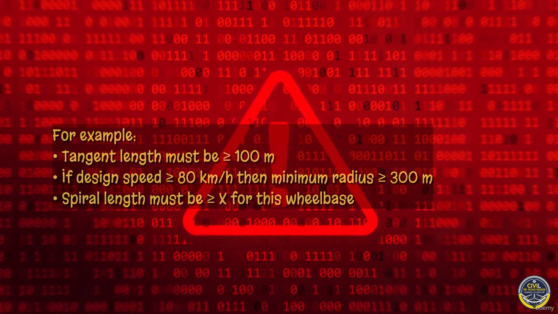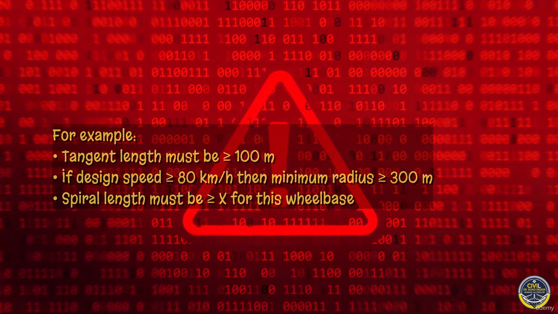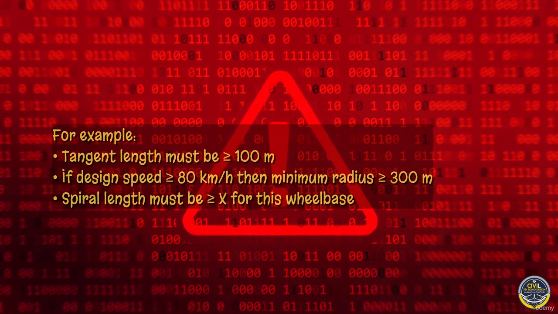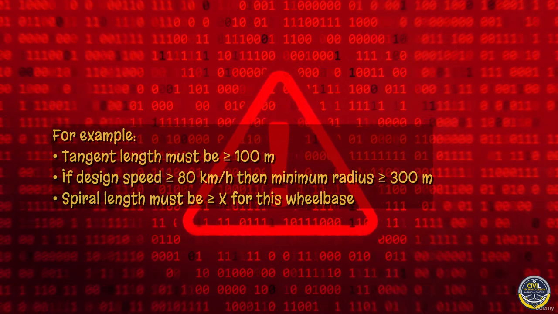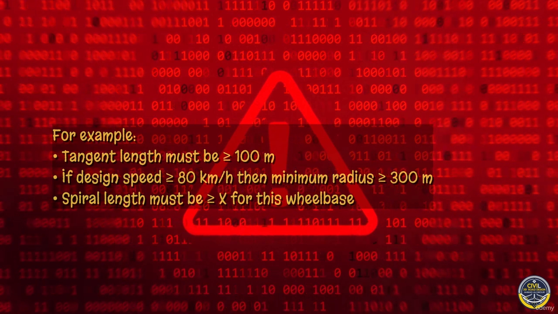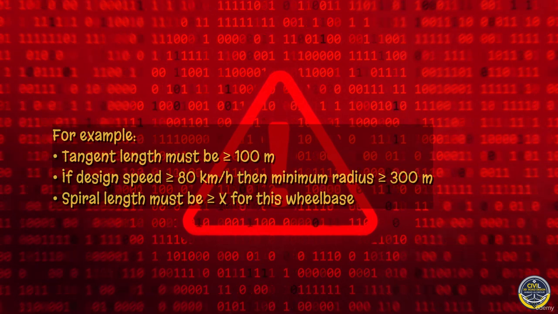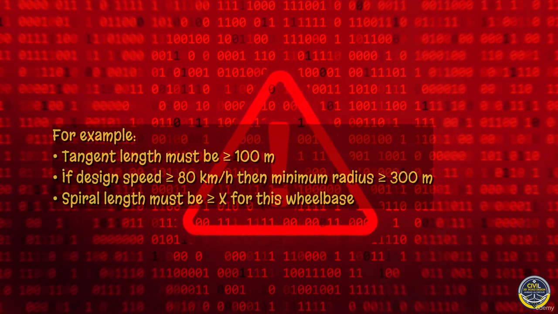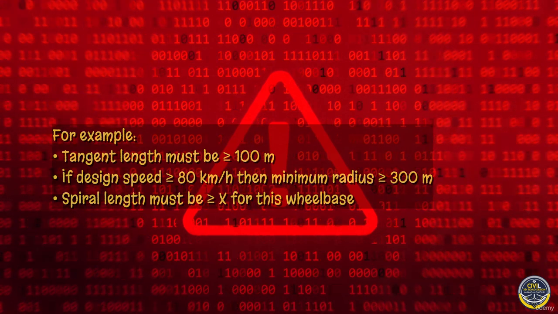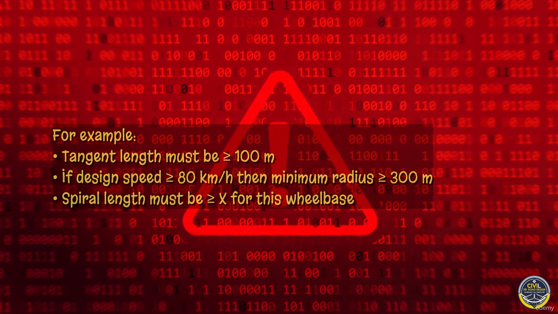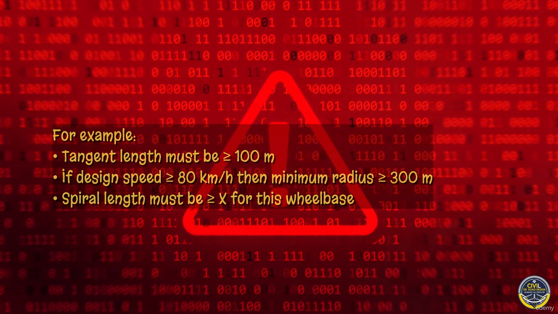For example, tangent length must be more than or equal 100 meter, or if design speed more than 80 km per hour, then minimum radius more than 300 meter, and spiral length must be more than or equal x for this wheelbase. Design checks differ from label expressions. They don't return text, they only return pass or fail. When a check fails, Civil 3D issues a notification for the affected entity so you can correct it.